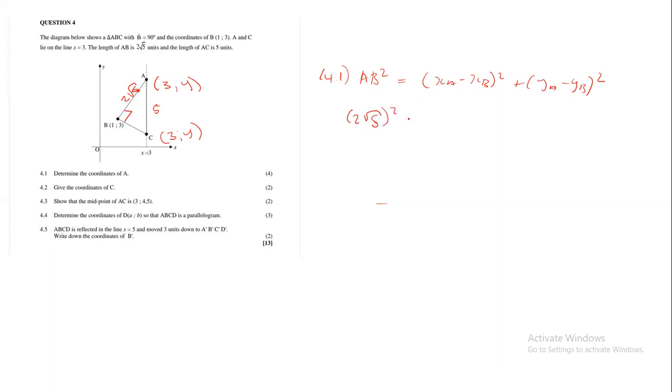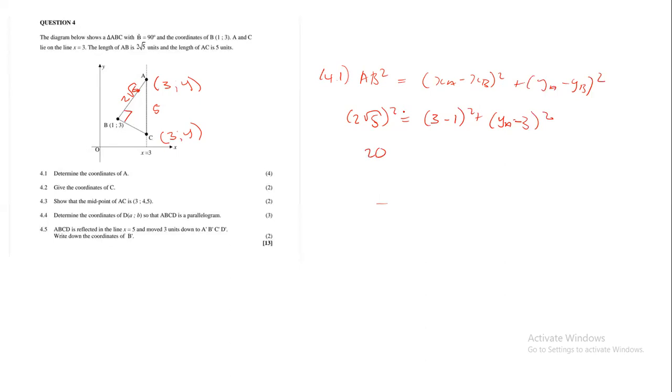(2√5) to the power of 2 is equal to (x of A, which is positive 3, minus x of B, which is positive 1) to the power of 2, plus what is y of A? It is not given. That's what we are basically looking for. It's just y of A, subtract what is y of B? y of B is positive 3. This negative comes with the formula, to the power of 2. And therefore, when you punch this on your calculator, this is going to be 4, and this is going to be 5. 4 multiplied by 5 is 20.